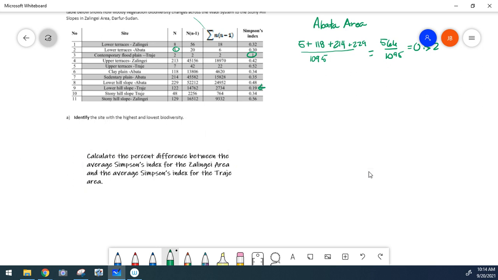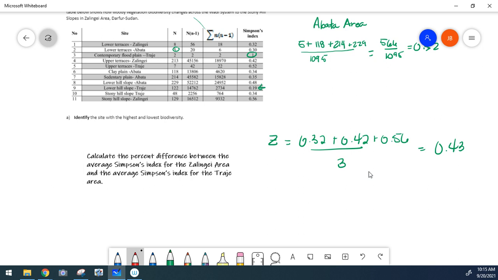So first we have to do the same thing that we did for the Abeta area. For Z, we'll just get the numbers for the indexes. Now this, we're not doing the total population, we are doing the indexes. So that would be 0.32 and then 0.42 and 0.56. Okay, and divide that number by 3. It looks like I get about 0.43.